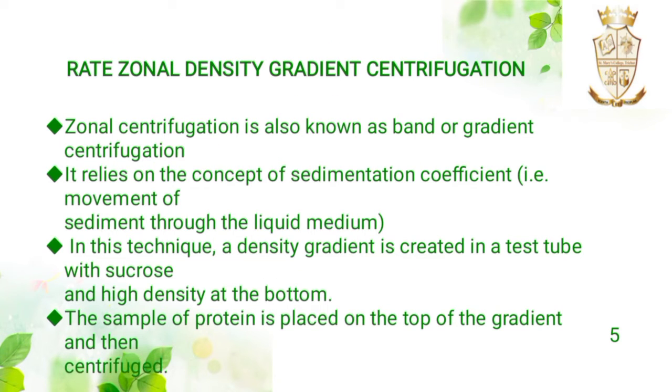Rate zonal density gradient centrifugation. Zonal centrifugation is also known as band or gradient centrifugation. It relies on the concept of sedimentation coefficient, the movement of sediment through the liquid medium. In this technique, a density gradient is created in a test tube with sucrose, with high density at the bottom. The sample of protein is placed on the top of the gradient and then centrifuged.